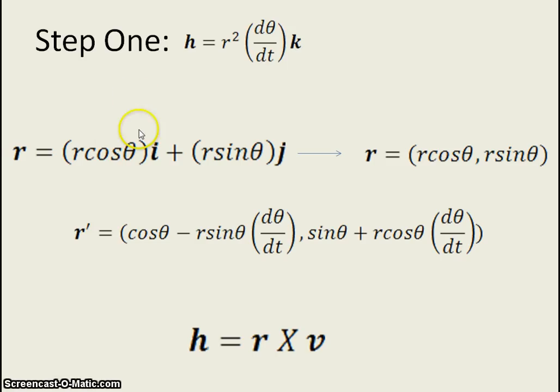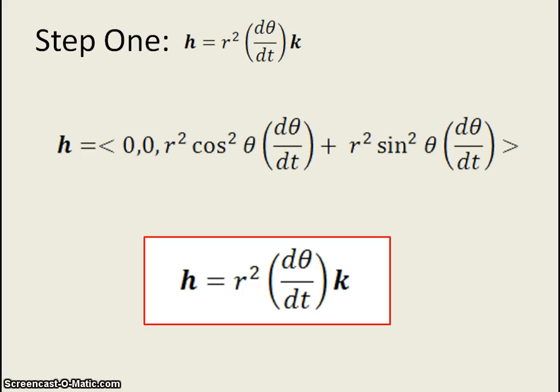Okay, so step 1, which is what we're doing here. First you have to parameterize the r vector, so it becomes x equals r cos theta and y equals r sine theta. Then you find the derivative of r, and from there you can do r cross v, because recall that r prime equals v.